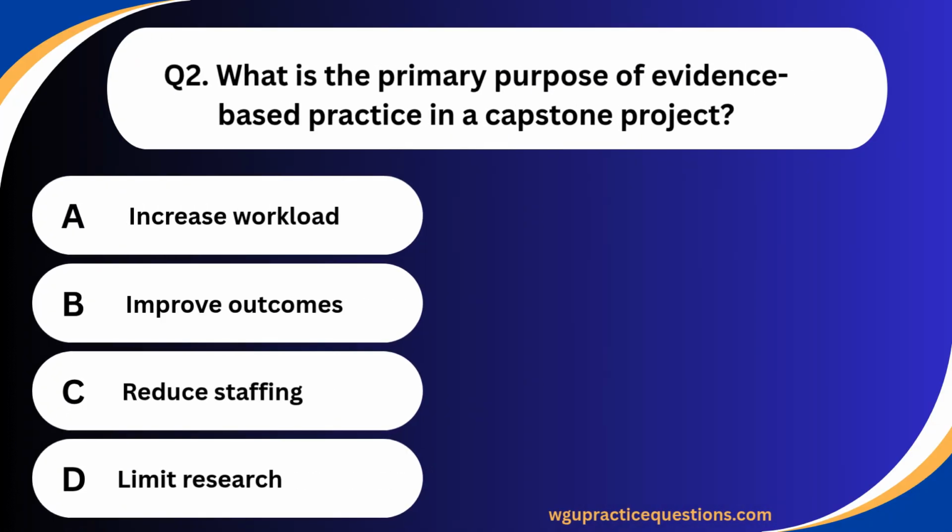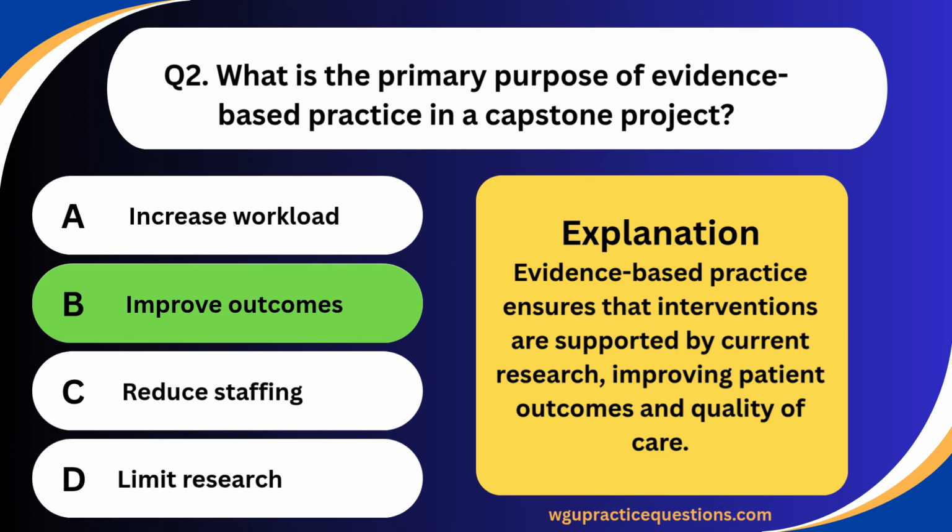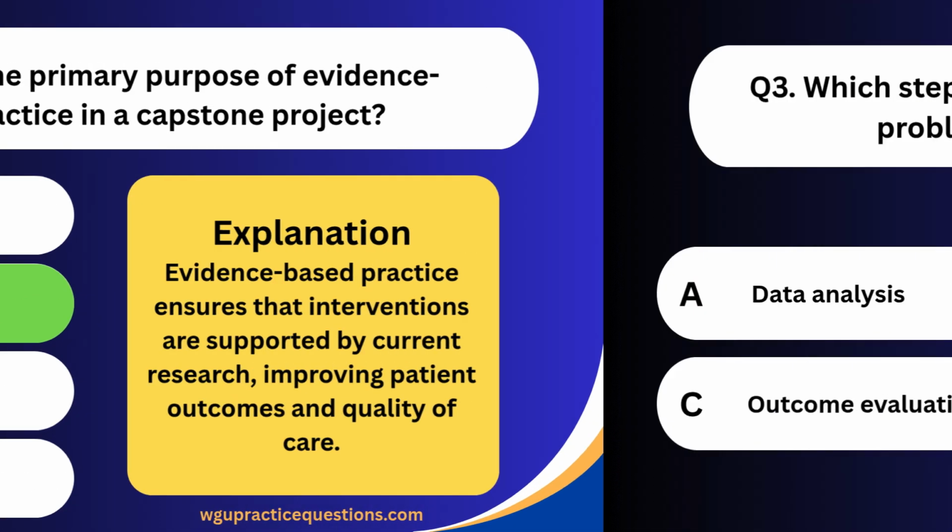The correct answer is B. Improve outcomes. Explanation. Evidence-based practice ensures that interventions are supported by current research, improving patient outcomes and quality of care.